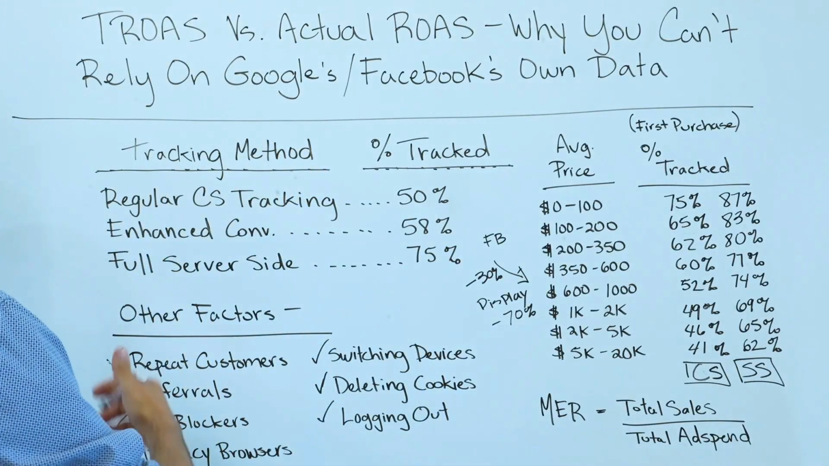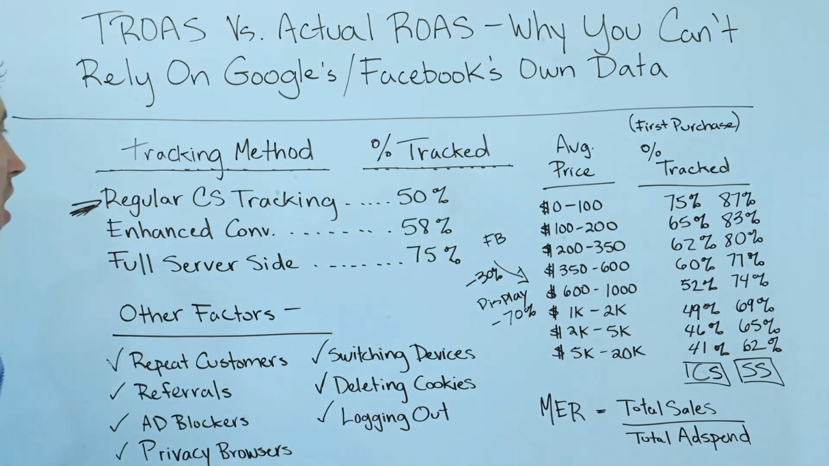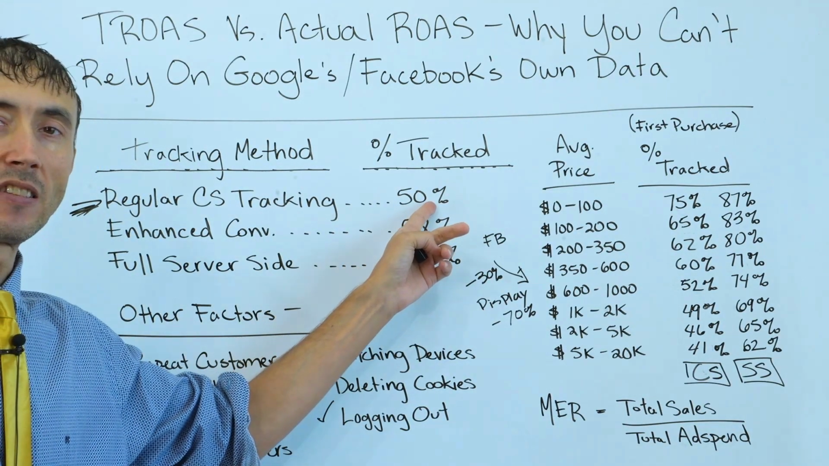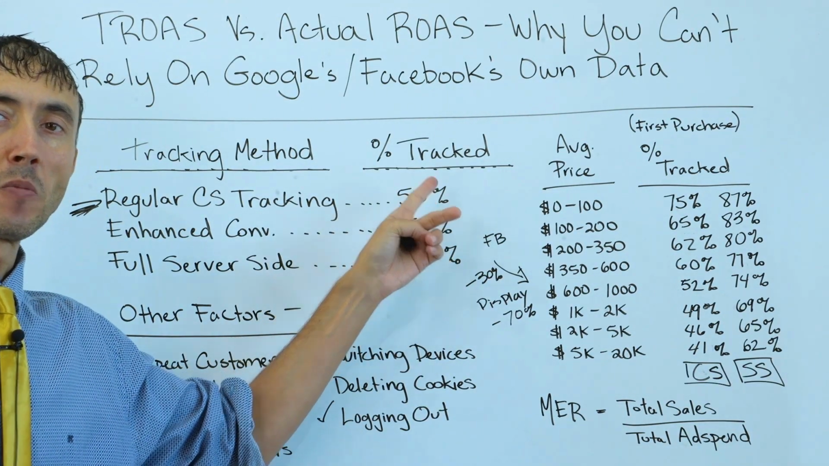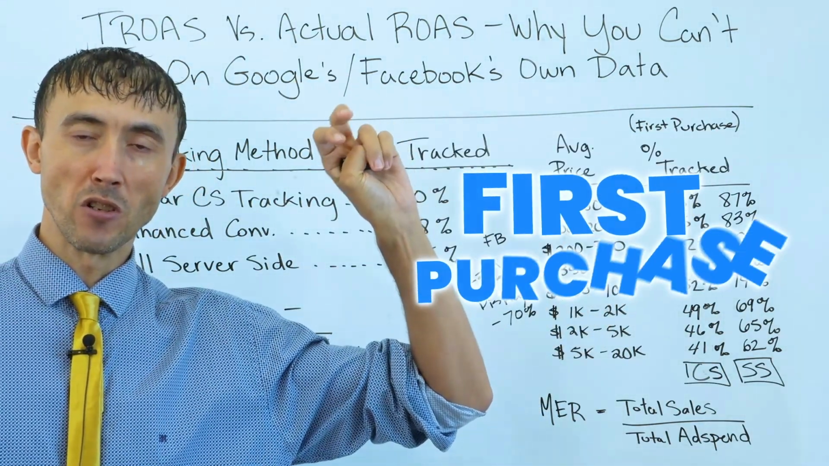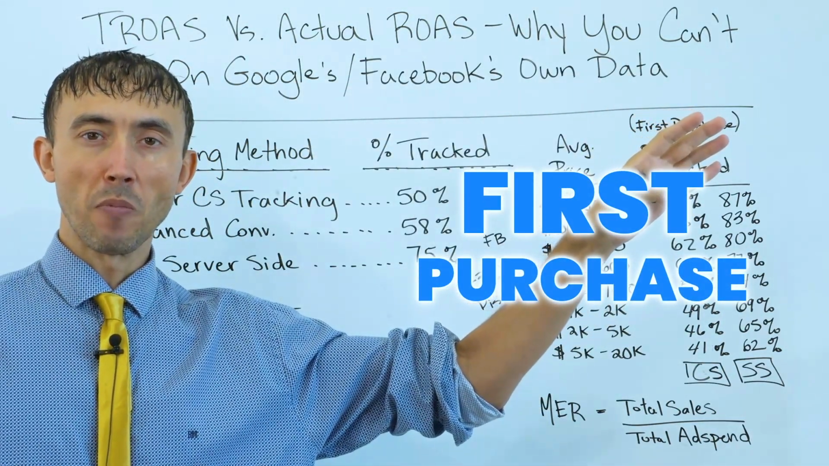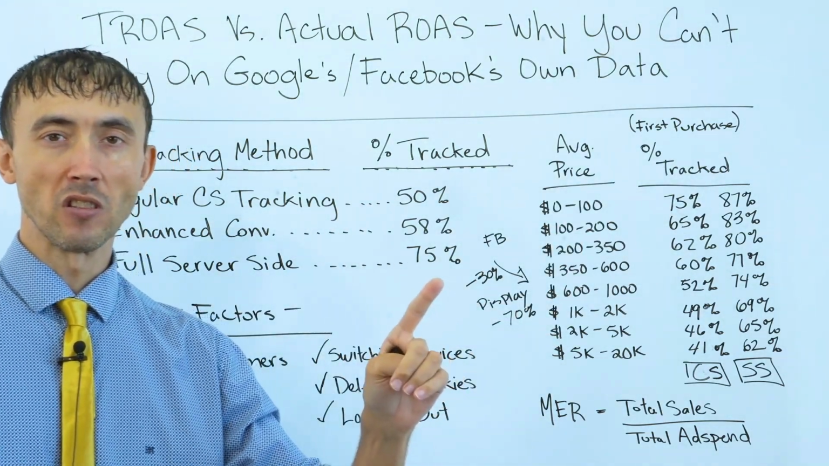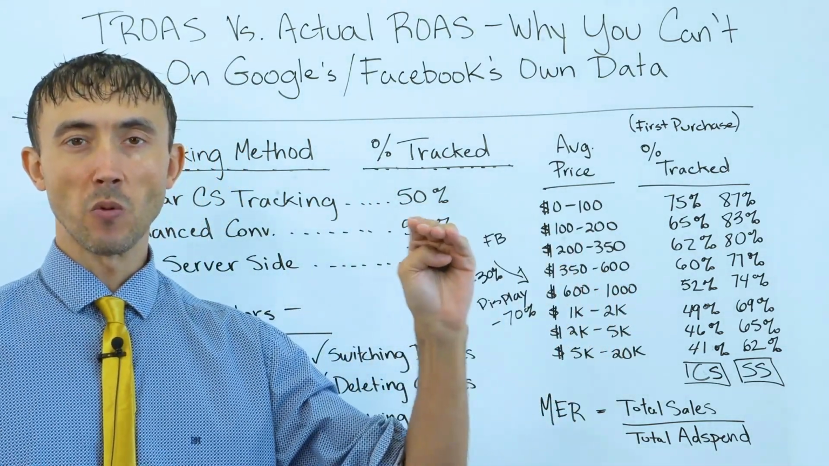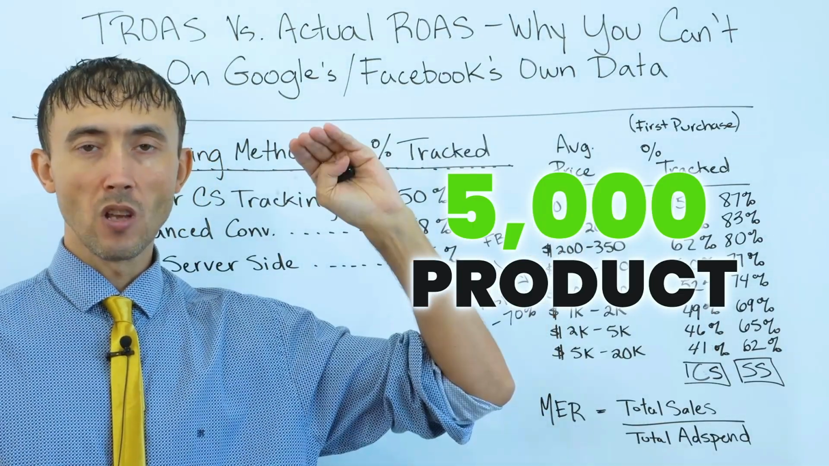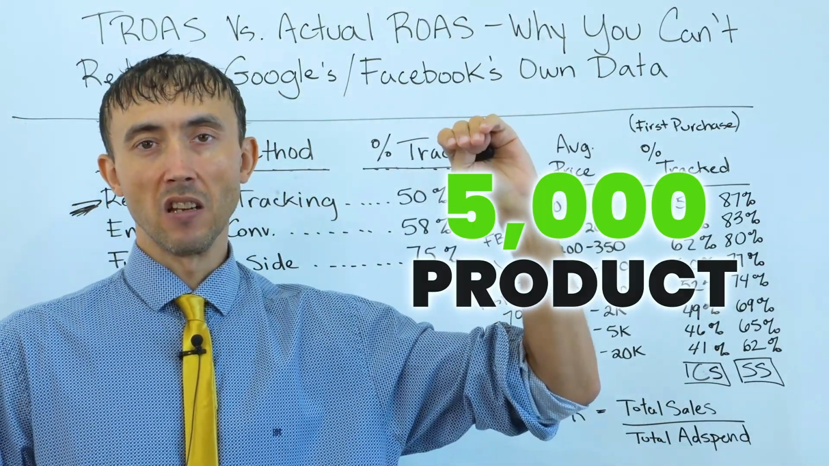For that matter, regular client-side tracking, on average in our client accounts, by itself only tracks 50% of the actual sales that we're getting on the so-called first purchase. Forget about any subsequent purchase that they make. It will literally only track half of our purchases. If our Google Ads account says we've sold $5,000 in product, the actual product that we sold is usually, on average, going to be $1,000.